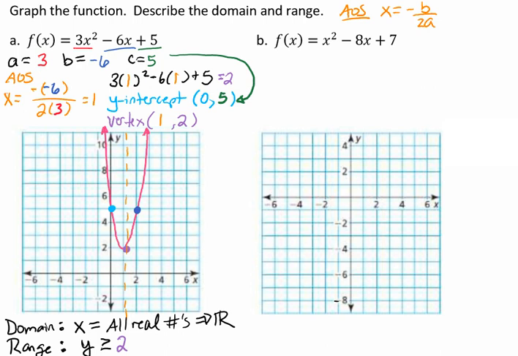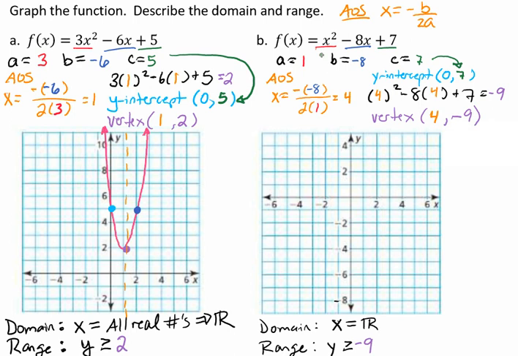So I want you to go ahead on letter B and write that down: f of x equals x squared minus 8x plus 7. And we're going to do this one together because it's a little bit different. We'll begin by finding our a, b, and c, our axis of symmetry, and plugging our stuff in. So we're going to do all of that in one great big swoop here.